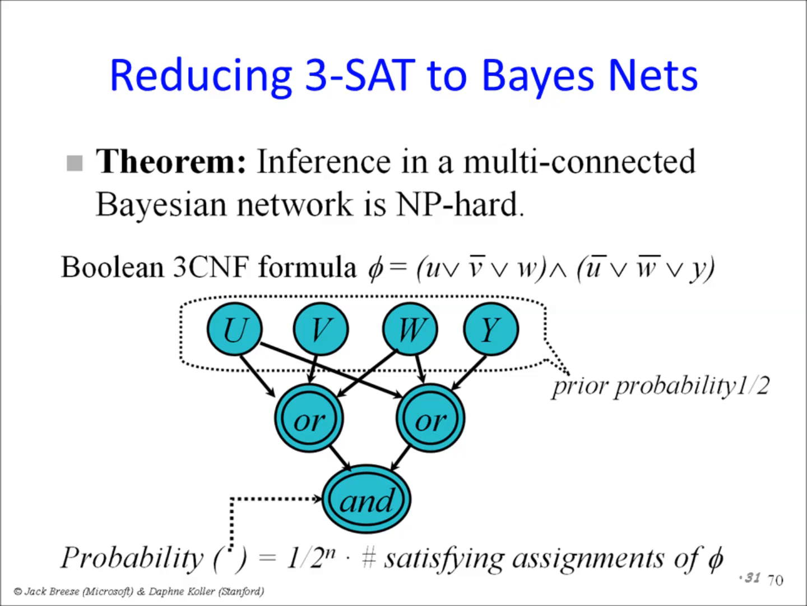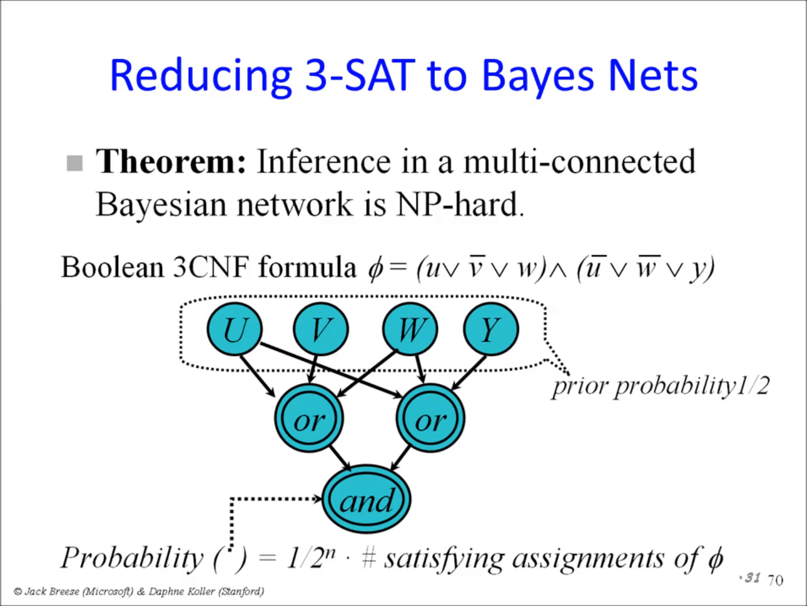See, all of these are half probable. So each 1 over 2 to the power n probability here will give me exactly one satisfying assignment. If there's one satisfying assignment, it adds a probability of 1 over 2 to the n. So if you take this probability and multiply it by 2 to the n, what do we get? The number of assignments. So really, Bayesian network inference is a much harder problem than satisfiability.